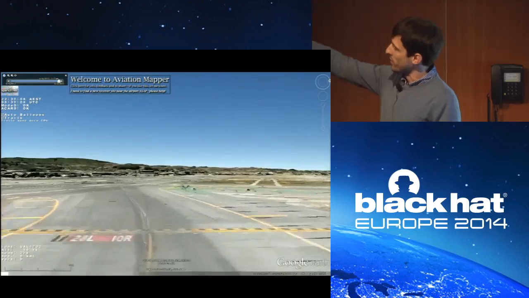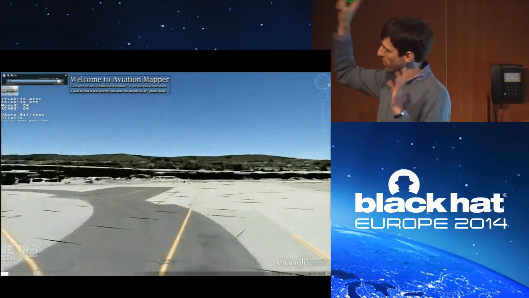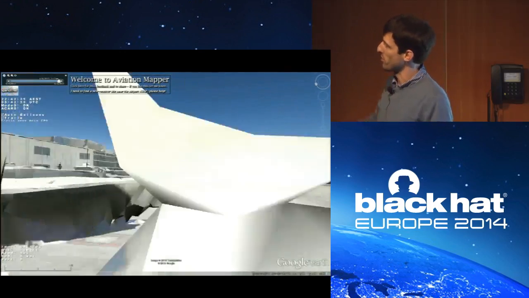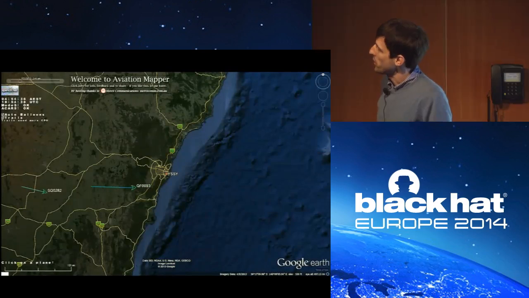And then waiting at the holding point, coming around, and Google Earth did something really weird. It looks like a big fire ripped through San Francisco Airport, and then you're just left with the burnt out fuselages of planes. And then this was actually now Sydney.